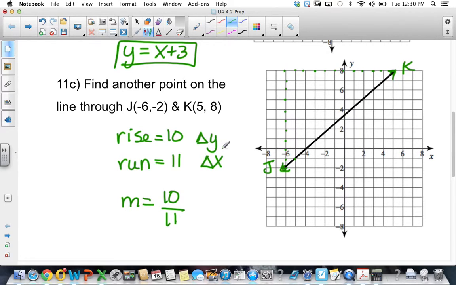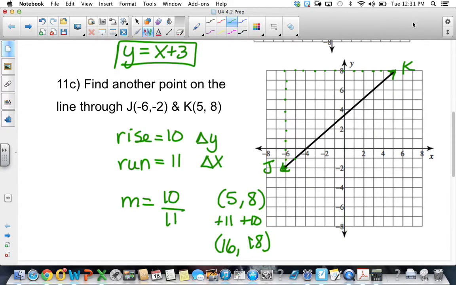It doesn't break down, so I'm not going to be able to find an integer point between these two. But the easiest thing to do is to say, okay, if I go from K and I rise another 10 and I run another 11, where do I end up? Well, if I rise another 10, the change in the Y values would go from 8 to 18. So if I rise, I would be at 18 up. And if I run, I would be 11 more, which would be 16. So (16, 18) would be another integer point on this line.